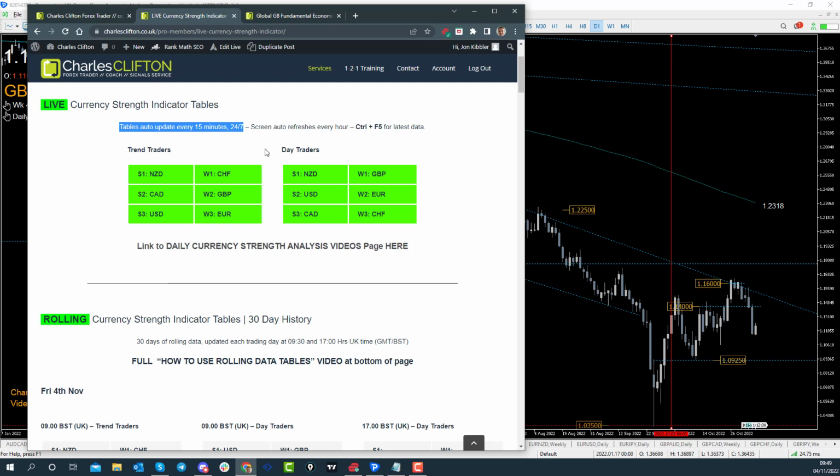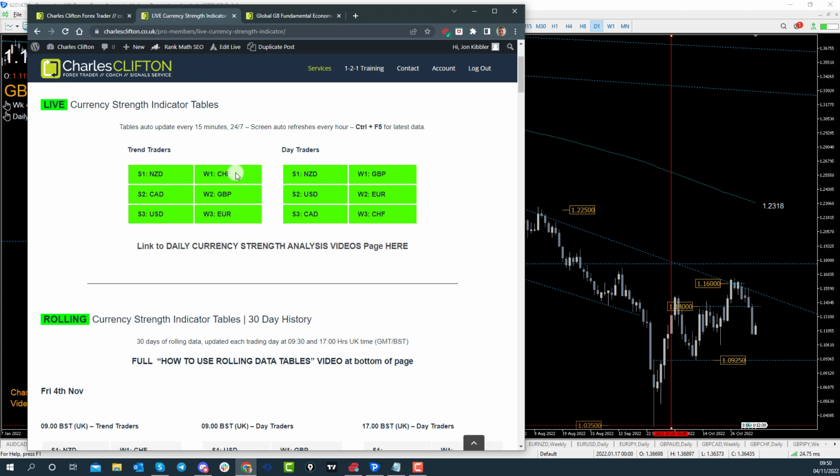So right, what is the live currency strength indicator table showing us today? Well, it's showing us that Kiwi remains top on both tables at S1. That's followed by the Canadian dollar, which is S2, which is S3 on the day traders. Then we have the US dollar, which is S3 on the trend traders, S2 on the day traders.